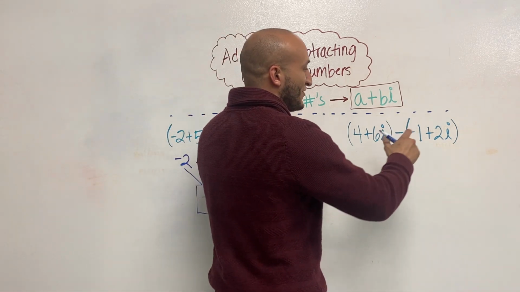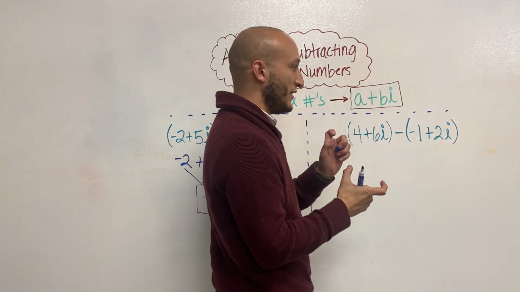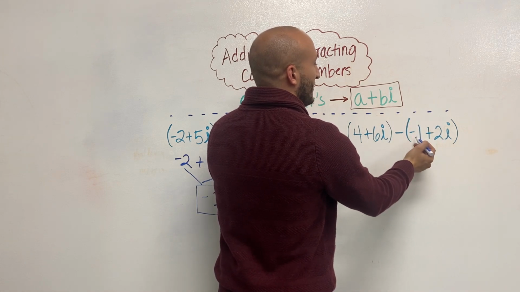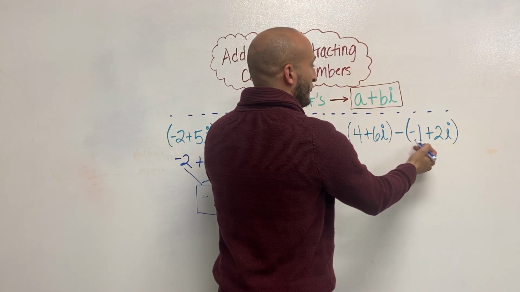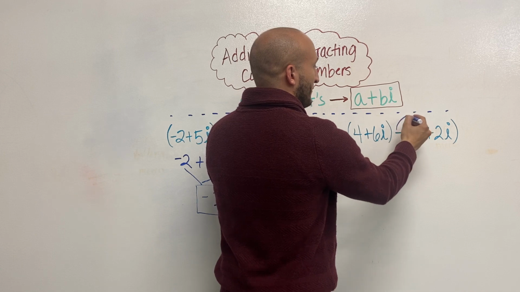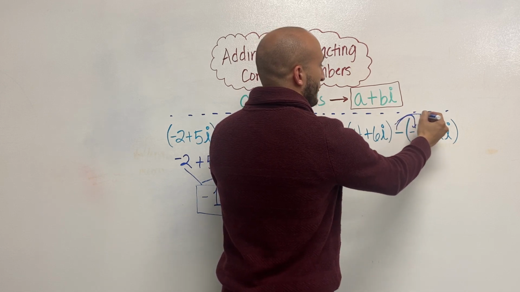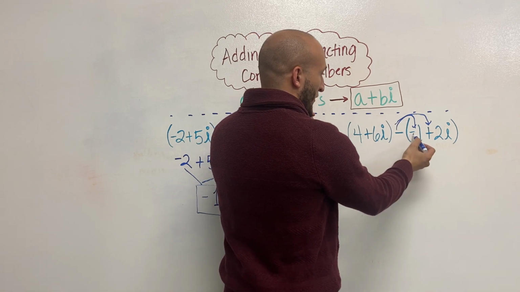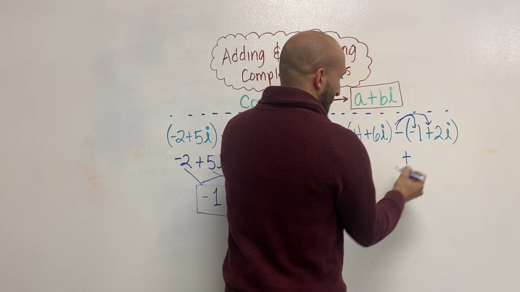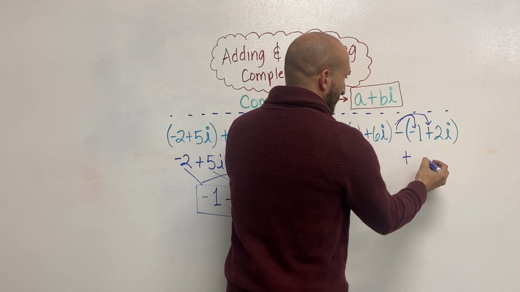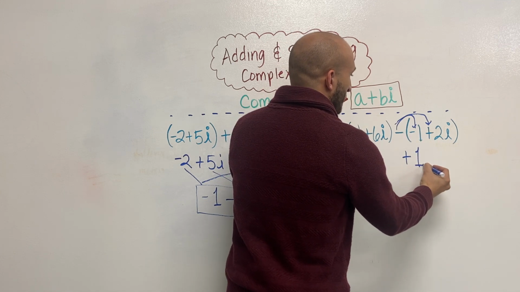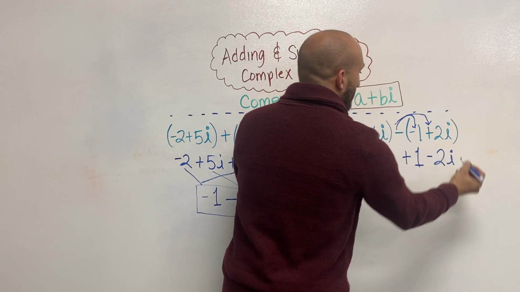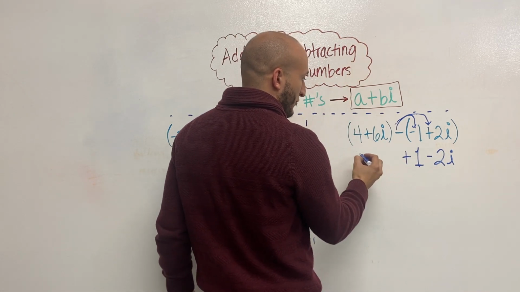Moving on to this one. Here, I can't just take away the parentheses yet. Why? Because I have that negative, and it does affect my sign for these two terms. So I have to distribute that negative to both signs. So negative with a negative equals a positive. Negative with positive equals a negative. So this is going to be a +1 and a -2i. And then I can just get rid of my parentheses.